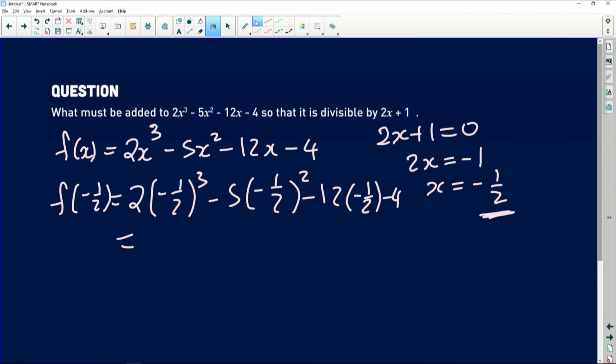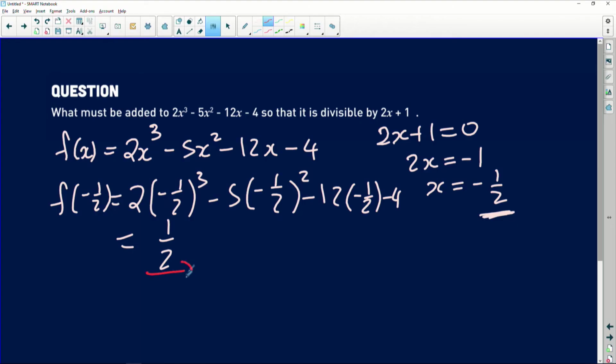So what does this mean? We are getting a half as the final number there. This half is the remainder that you are going to get. When you divide the function by 2x plus 1, it leaves a remainder of plus half. So if this half is remaining, and I need nothing to remain for 2x plus 1 to be a factor, what do you think we need to do? Well, it's very easy. We need to remove the half. In order to remove the half, we're just going to put in minus half, because half minus half will make the whole thing 0.